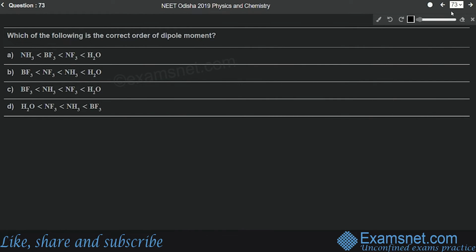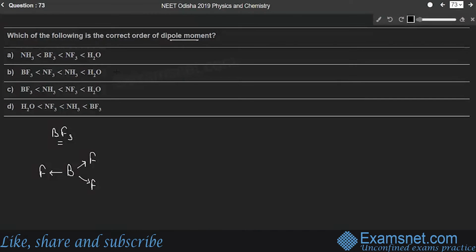Now, question number 73 is also from the chapter Chemical Bonding and Molecular Structure. And the question is, which of the following is the correct order of dipole moment? Okay. So, let's draw the structures first. First, I am drawing the structure of BF3, because here the dipole moment will come out to be 0. See, boron is the central atom. We have 3 fluorine atoms. So 1 fluorine atom on one side and 2 fluorine atoms on the other side. So this will be the structure. And since fluorine is more electronegative than boron, the direction will be from boron to fluorine.